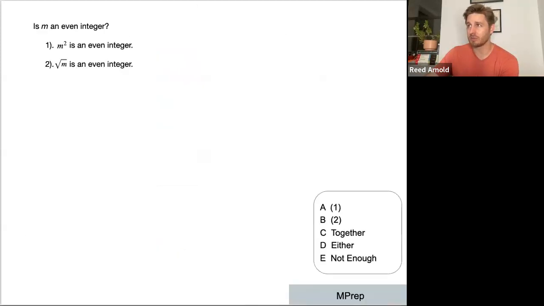So I want to, again, pull this back up. Let's look at statement 1 again. Take a minute and look at that statement. If you thought it was sufficient, see if you can figure out why it's not sufficient.